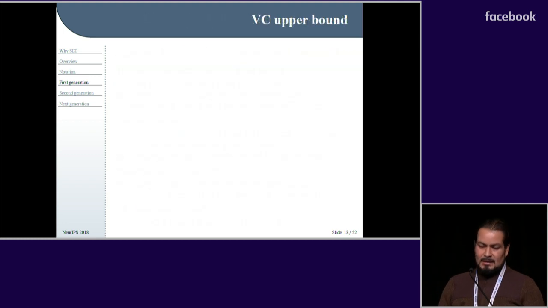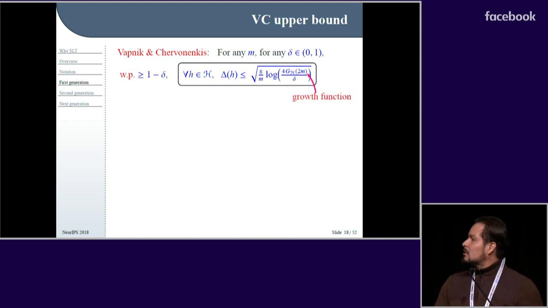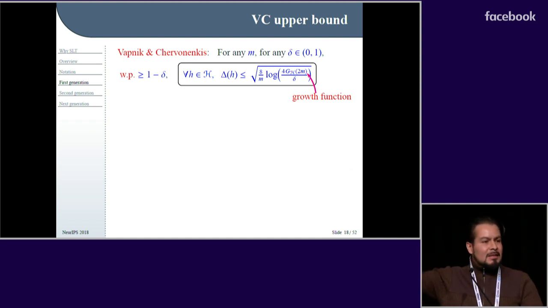So let's have a look at what the upper bound looks like. What was proved by Vapnik and Chervonenkis is the inequality shown above. It's a uniform bound on the generalization gap. It's uniform over the function class. And what comes up inside the log is now the growth function of the hypothesis class that you're dealing with. In principle, that growth function can be bounded. It's always finite. It can be bounded by 2 to the sample size.